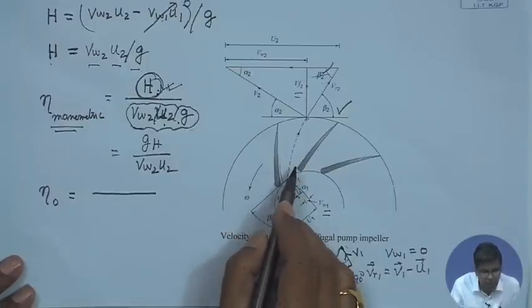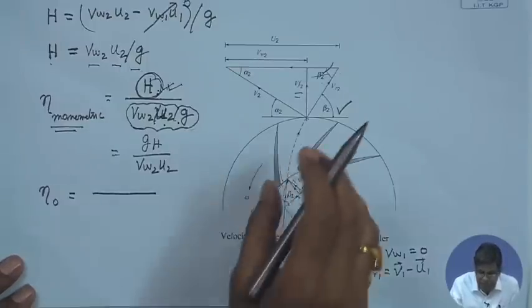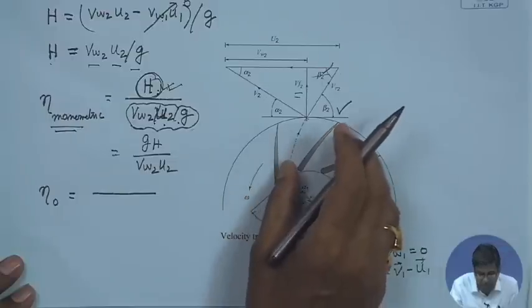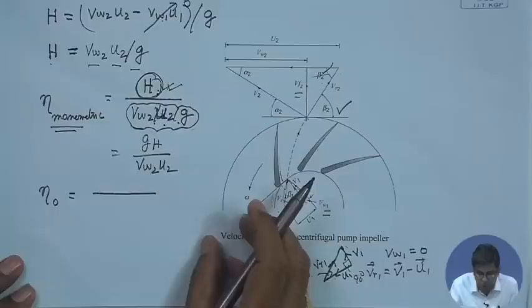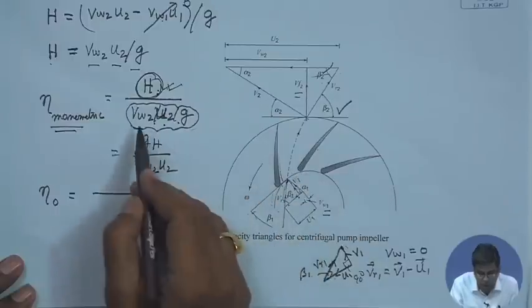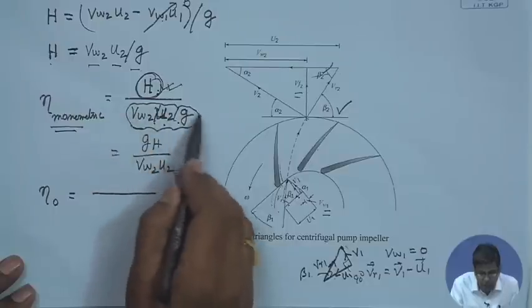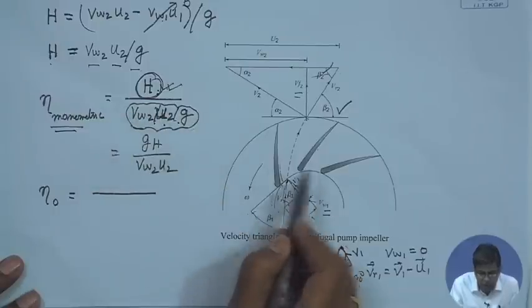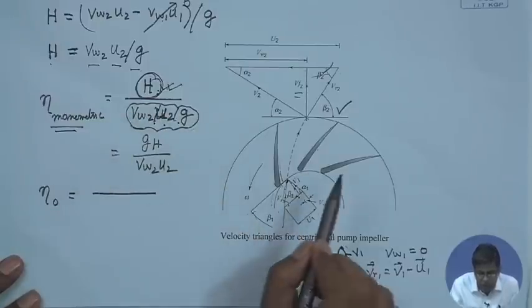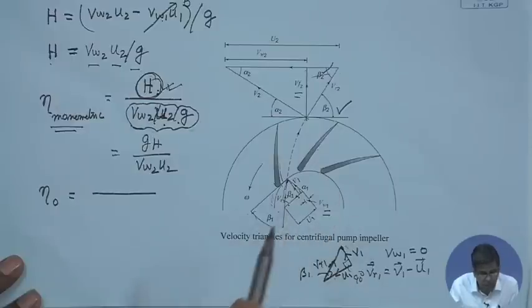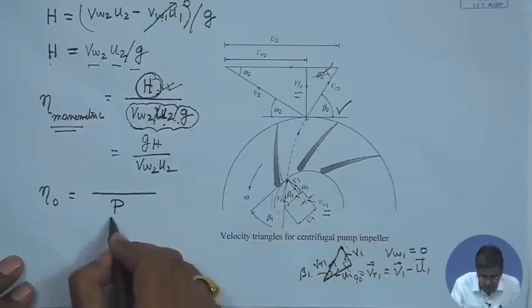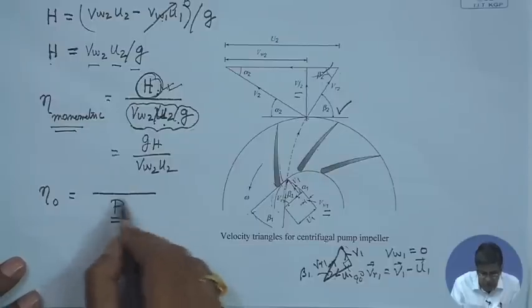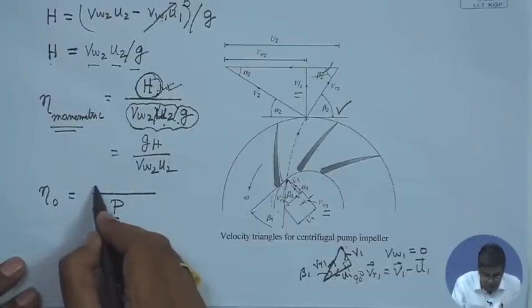Overall efficiency is defined in a way that this is the final energy developed, that is head developed, divided by the main input to the shaft. Not the input at the rotor level, which the rotor gives, but the actual input given to the shaft at the coupling. If we define this as power P, which is being given to the shaft at the coupling, then what will happen?